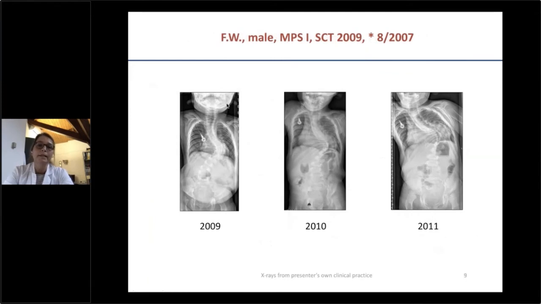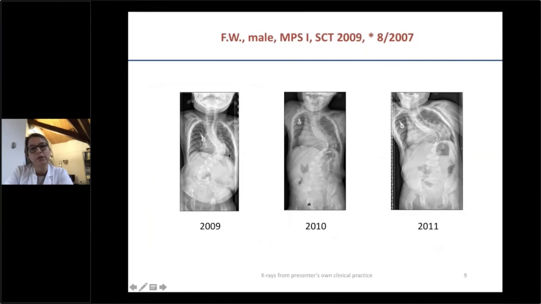The next case is a bit longer. It's MPS 1 as well. It's the first case I had in Zurich when I changed from Mainz to Zurich. And it's a young boy with MPS 1, and he was transplanted at the age of 18 months, which is just in time. And he already had this severe scoliosis, you can see over here, with a severe curve at the thoracolumbar junction, which was seen at the diagnosis.